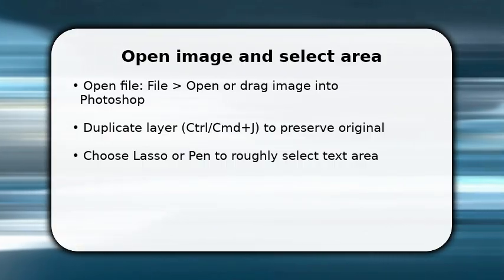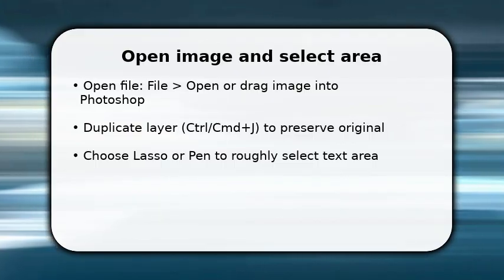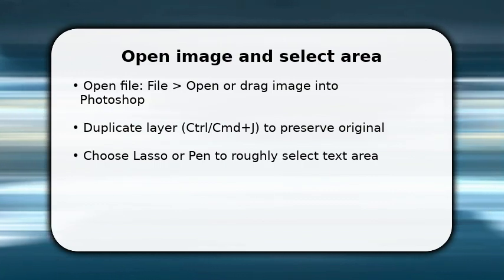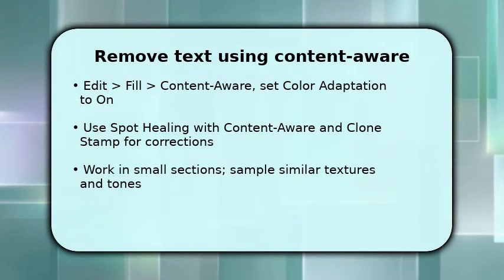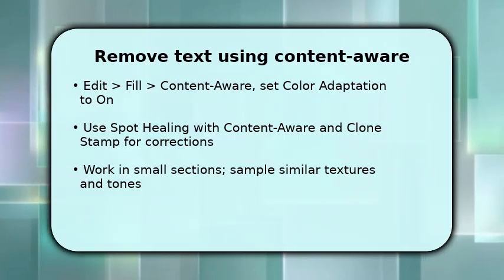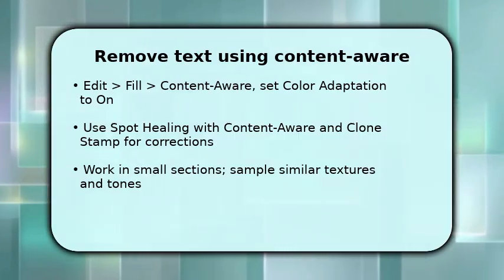Make sure to include a little surrounding background to help sampling later, because context gives Photoshop better information to reconstruct the area accurately. With your selection active, choose Edit Fill and pick Content Aware. Set Color Adaptation on and click OK to let Photoshop generate replacement pixels.